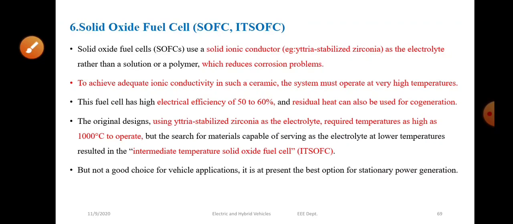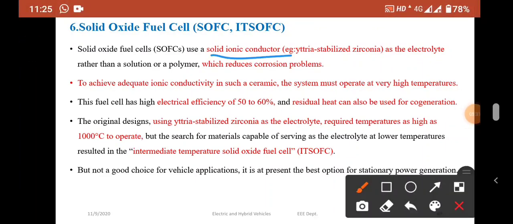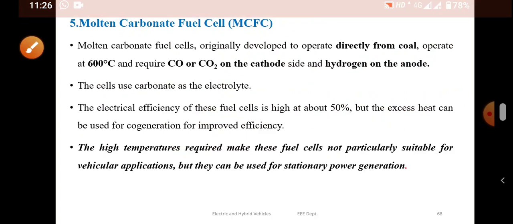Sixth one is solid oxide fuel cell, SOFC, and also ITSOFC, that is intermediate temperature solid oxide fuel cell. Solid oxide fuel cell uses a solid ionic conductor, that is yttria stabilized zirconia, as the electrolyte rather than a solution or a polymer. Since a solid ionic conductor is used, we can reduce corrosion of the electrolyte. The disadvantage is that it operates at very high temperature, about 1000 degrees Celsius.